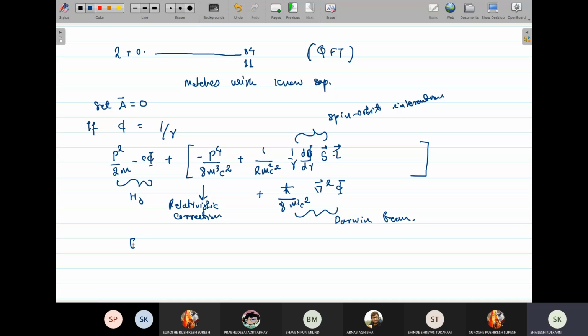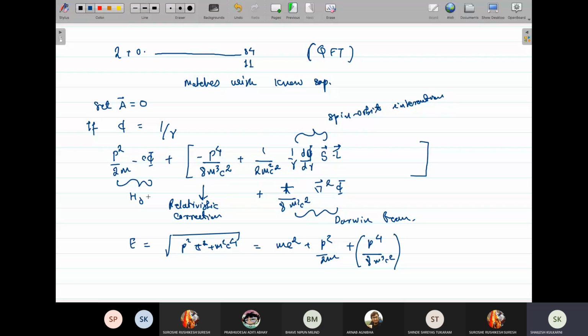Suppose I consider the energy-momentum relation, E squared is equal to P squared C squared plus M squared C to the power 4. The first term in this is MC squared. Plus then I have P squared by 2M. Then if I expand this, I will have P to the power 4 divided by 8 M cubed C squared. This term will be there. So this is the next relativistic correction to H0.